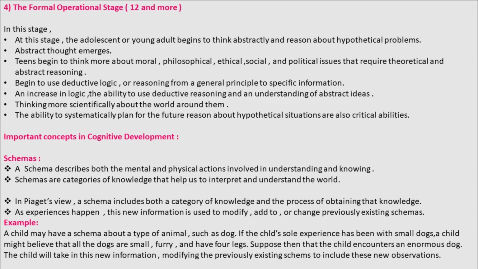For example, a child may have a schema about a type of animal, such as a dog. If the child's sole experience has been with small dogs, a child might believe that all dogs are small, furry, and have four legs. Suppose then that the child encounters an enormous dog. The child will take in this new information, modifying the previously existing schema to include these new observations.